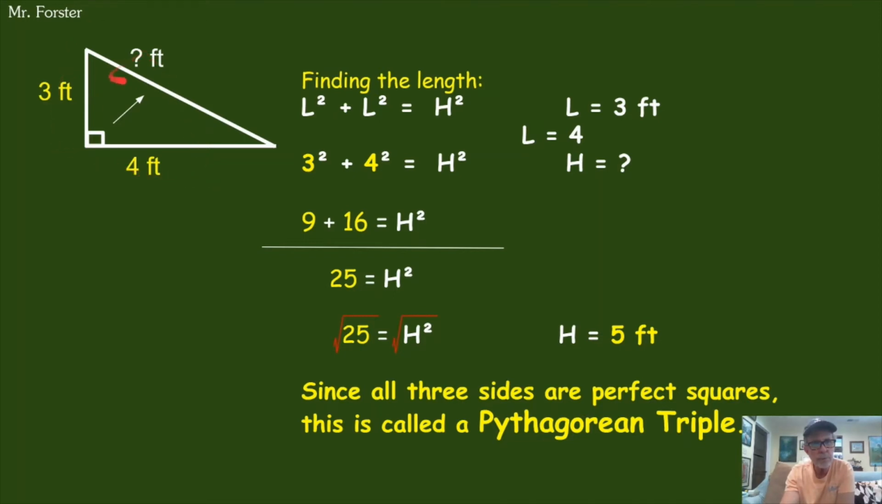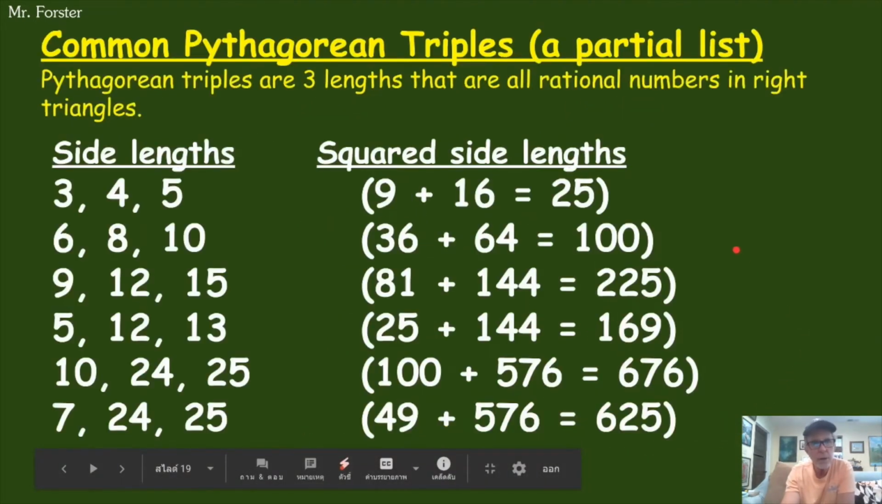3, 4, 5. If you have any construction workers in your family, they know about a 3, 4, 5 triangle. That's how you test to see if a corner is square. You'd put a nail here and measure 3 feet and 4 feet and adjust this to be exactly 5 feet. And that's another vocabulary word. It says, since all 3 sides are perfect squares, 3, 4, and 5, this is called a Pythagorean triple. And there are lots of Pythagorean triples. I thought I'd share with you some of them, 3, 4, and 5.